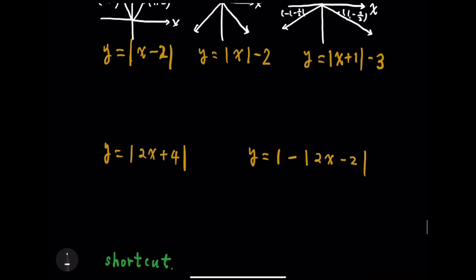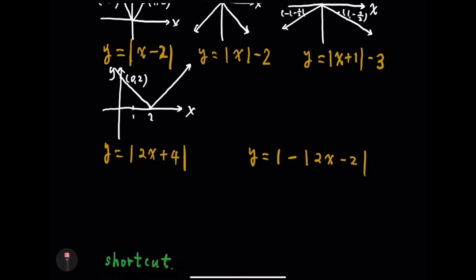Next one. We have absolute value of x minus 2. What we do is shift to the right by 2 units. Then it would become like this, so it's 1 and 2. Then we do the normal translation, and that point becomes 0 and 2. That's it.